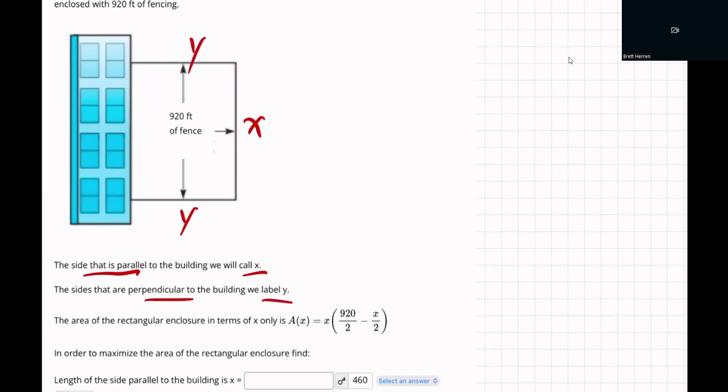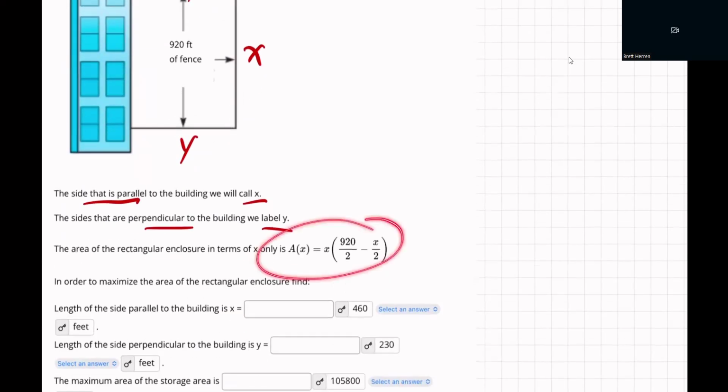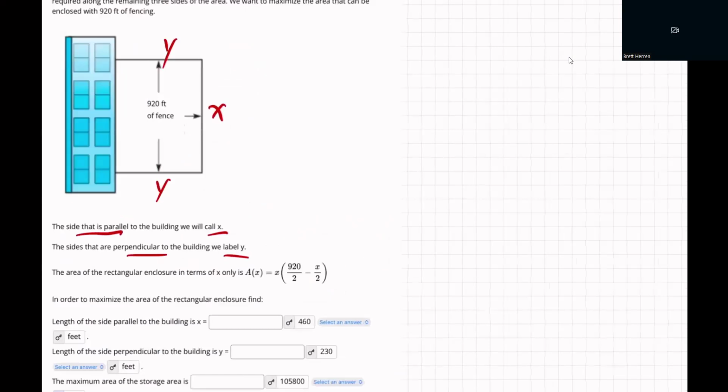And then we found an area formula in terms of X only. We did that in another part, another question. That was the setup. Now we're going to finish it up. So we got that area formula. Now, in order to maximize the area of the rectangle, first off, find X. So I'm going to take that area formula, which again was found in another part, and I'm going to actually distribute it.